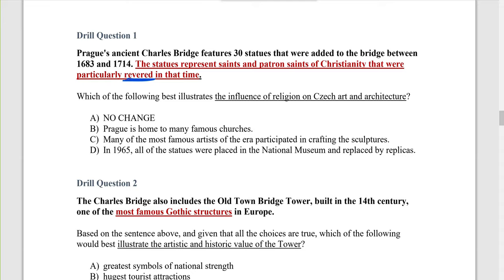Which of the following best illustrates the influence of religion, and I want people to circle this one. You don't have the paper, I'm sorry. The influence of religion on Czech art and architecture. Okay? Tell me. I want you to choose an answer choice that has to do with what? With this. Influence of religion and on the what? On the art and architecture of Czech. Huh? You go for what?